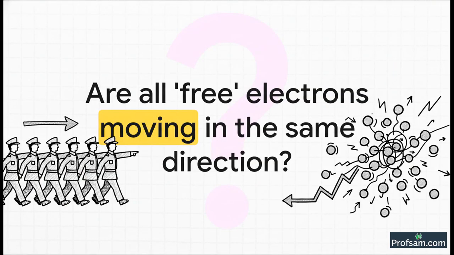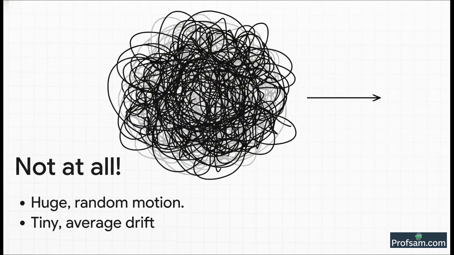And the last big misconception. So when the current is flowing, do you picture all the electrons marching neatly in a single file line like soldiers on parade? Is that what's happening? Absolutely not. That picture is totally wrong.